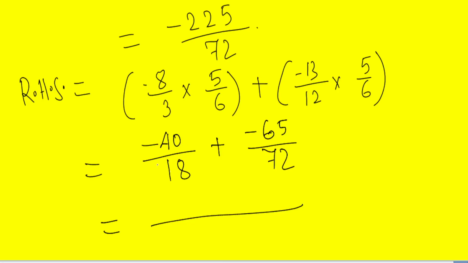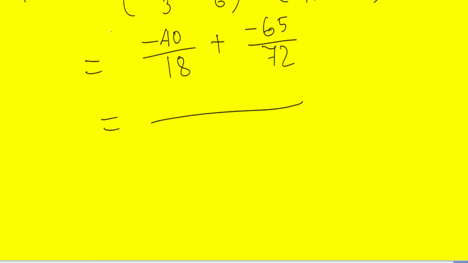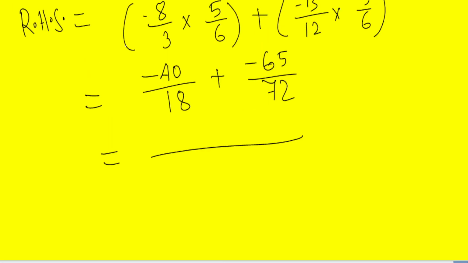Now we will take the LCM of 18 and 72. On taking the LCM of 18 and 72, the LCM will come out to be 72. So we will divide 18 by 72. Sorry, 18 will divide 72. The quotient will be 4. So minus 40 में 4 multiply कर दिए. Simple सी बात है. Plus 72 will be divided with 72. It will remain as it is, minus 65.